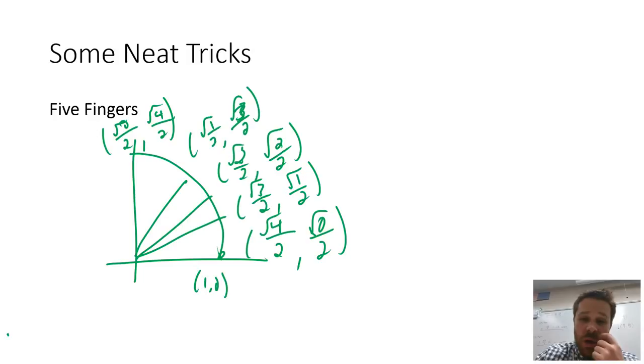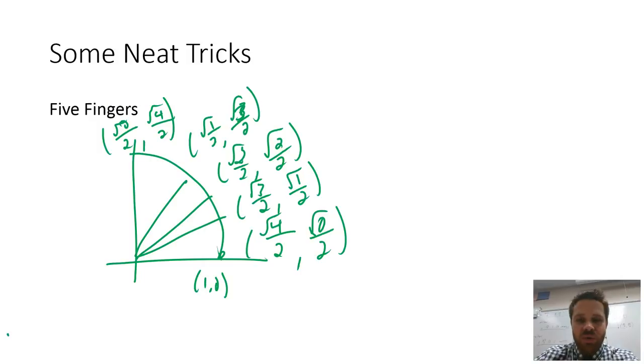So what you notice here is that the cosine values actually start at root 4, then root 3, root 2, root 1, and then root 0. So it's actually decreasing as we go up. And the sine values start at root 0, root 1, root 2, root 3, root 4. So they actually are increasing as we go up.